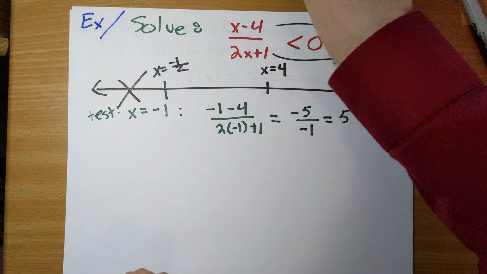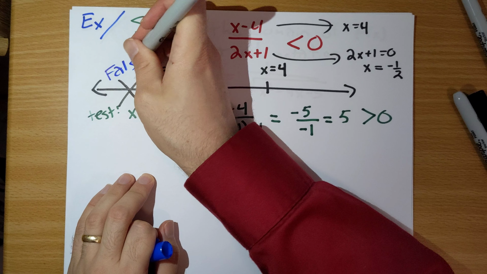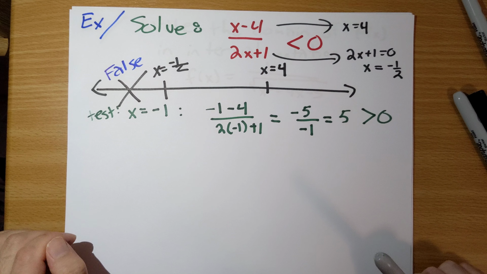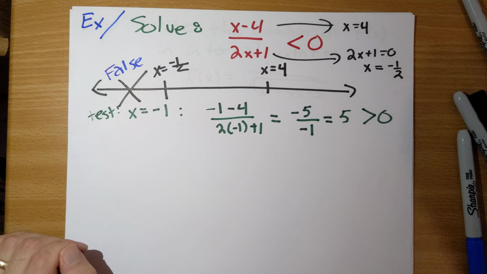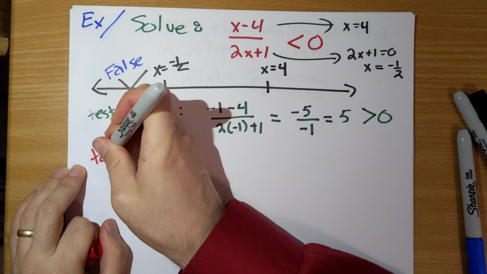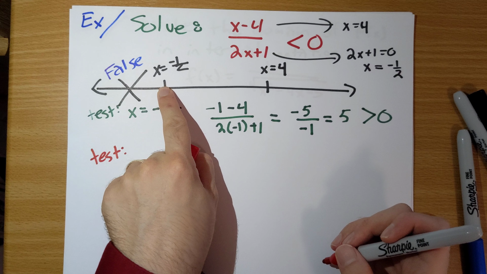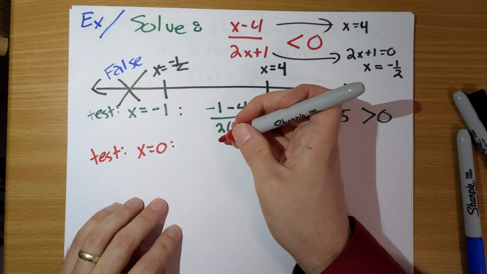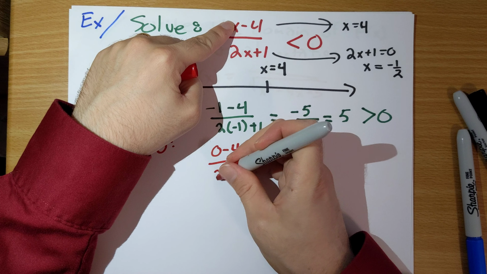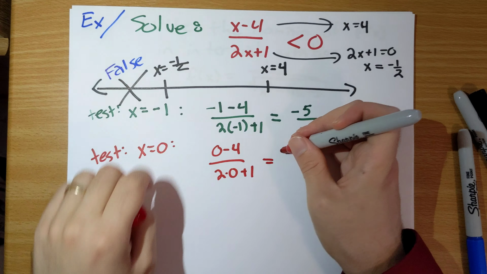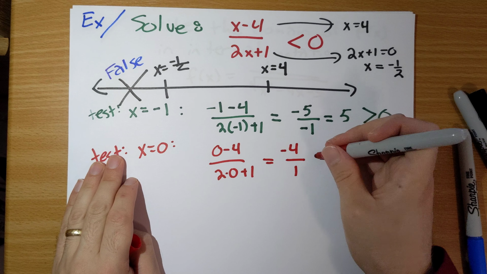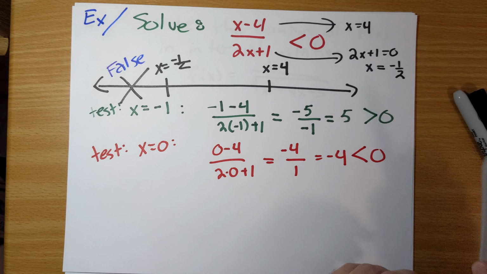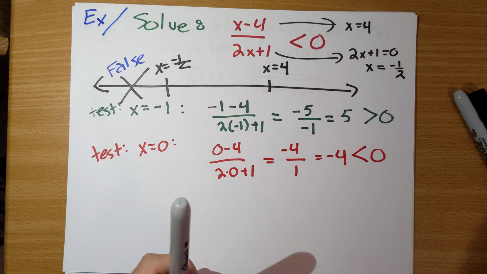So the inequality is false here, not just at x = -1, but at all values of x less than -1/2. Now we test at a point between -1/2 and 4. Let's test x = 0. So this would be (0 - 4)/(2 times 0 + 1), which is -4 over 1, is -4. And yes, this is negative. And so because this is negative, this is a good thing here.